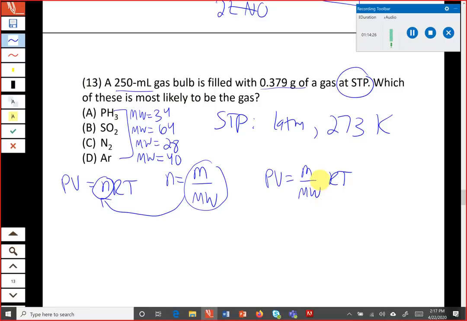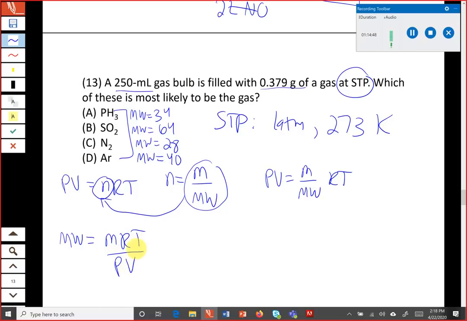So that's what we have. Pressure times volume is equal to mass divided by molar mass times RT. This is sort of our starting point for the density equation where we solve for mass over volume. In this case, we're just going to be solving for molar mass. And so molar mass is going to be equal to mass times RT divided by pressure times volume.